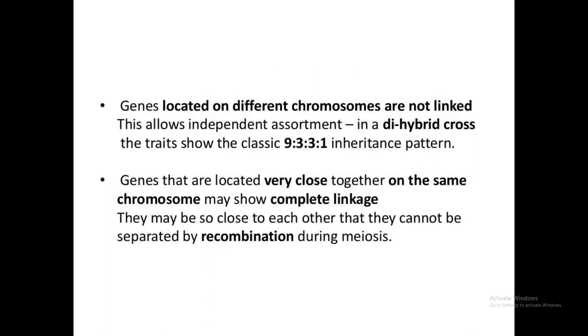Just now we have discussed, if the genes are present on different chromosomes, they are not linked, and we can get this ratio 9:3:3:1 as they show independent assortment. If the genes are located very close on the same chromosome, they show linkage. When they are very close to each other, we call them completely linked. They may be so close that they cannot be separated by recombination.